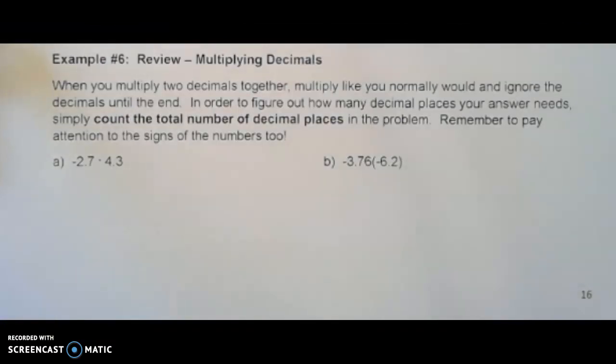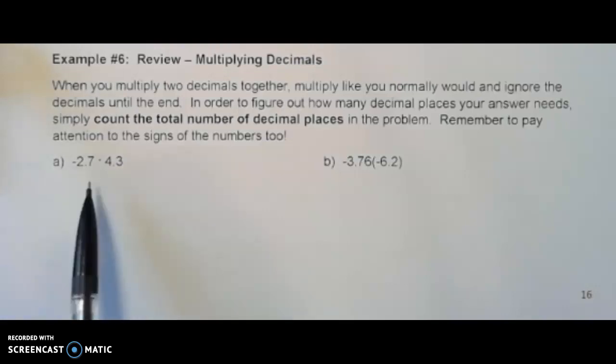So hopefully you're starting to get used to the multiplication rules by paying attention to the signs. Let's incorporate that into the world of multiplying decimals. When you multiply two decimals together, multiply like you normally would and ignore the decimals until the end. In order to figure out how many decimal places your answer needs, you're simply going to count the total number of decimal places in the problem. And again, now we also have to pay attention to the signs of the numbers too.